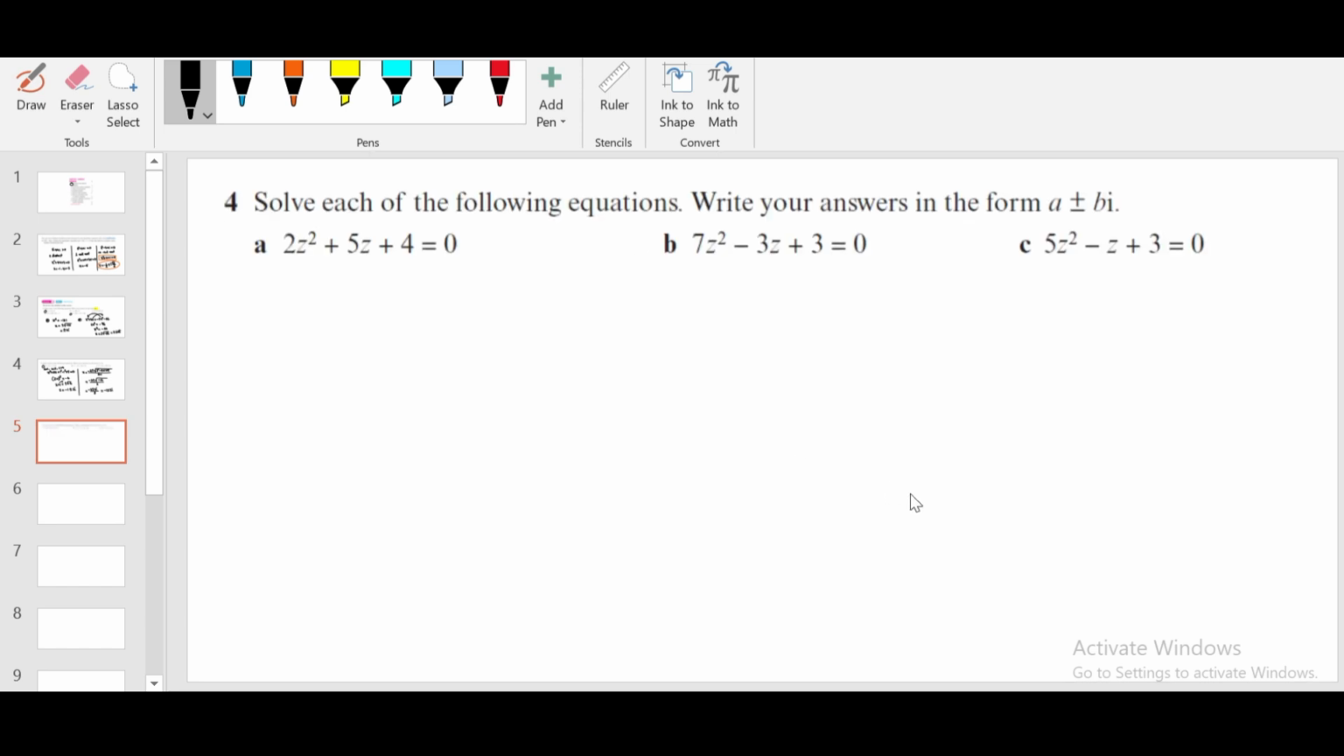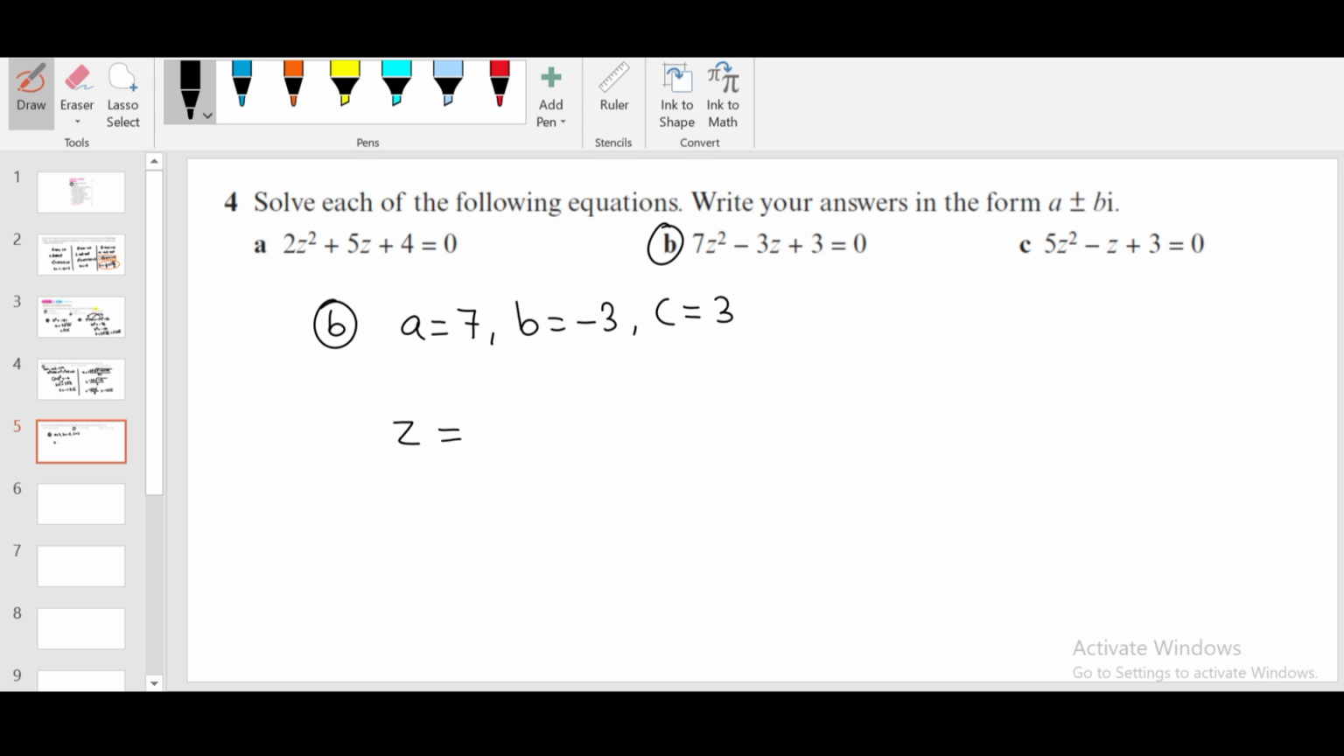I'll take one more question from the same exercise. I'll take B now. You can use completing the square or the formula, you will get the same answer anyway. So for B, a is equal to 7, b is negative 3, c is 3.